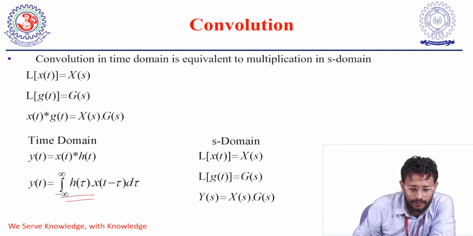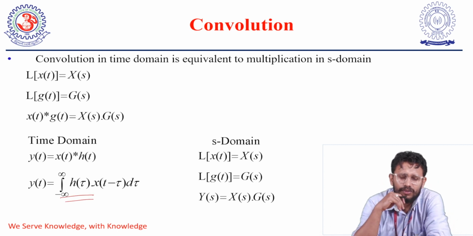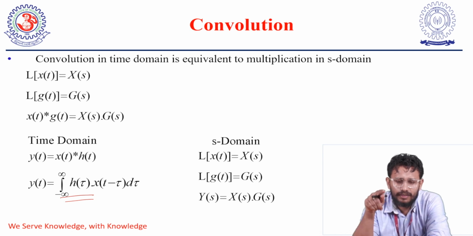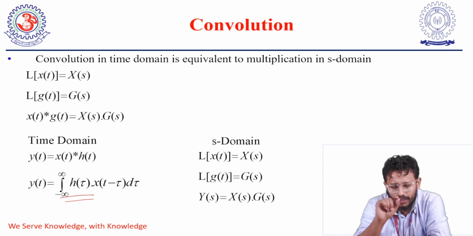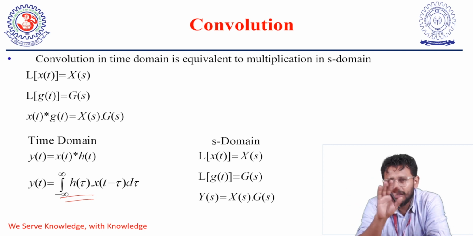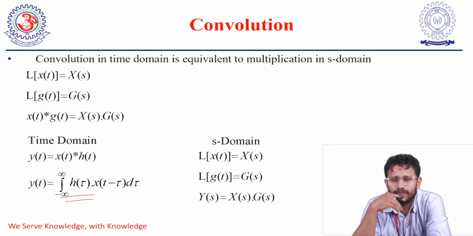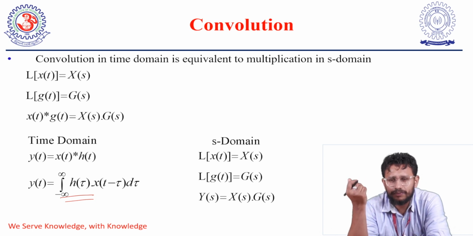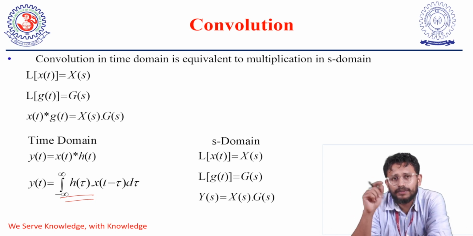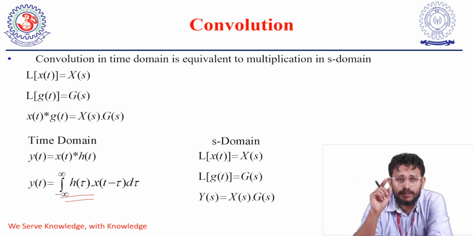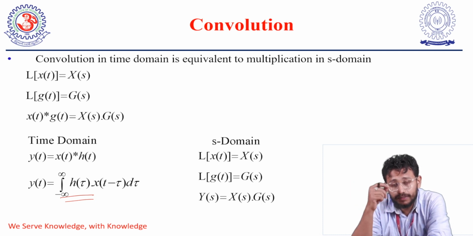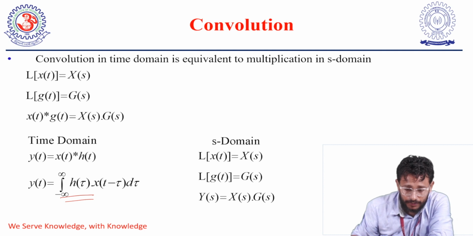this looks quite complex when you are trying to solve it in time domain. Whereas in Laplace domain, convolution is directly equal to the multiplication of the functions. If I take x of t and g of t and assume their Laplace transforms to be x of s, g of s, then if I convolve x of t and g of t, the result would be the same as x of s multiplied with g of s. That's what is explained here.